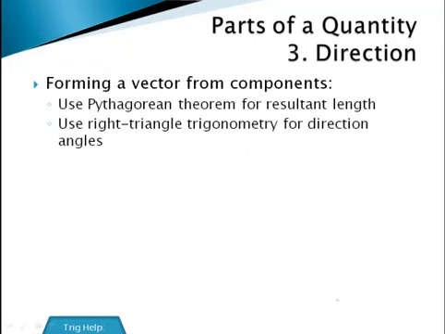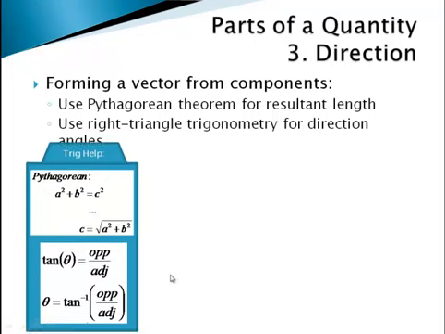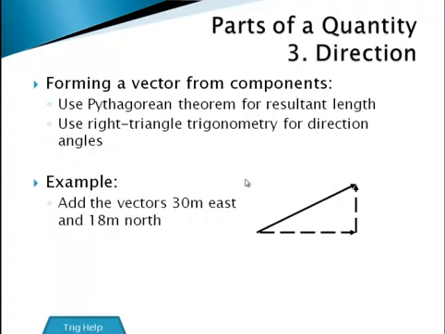The next skill is to recompose a vector from components. And for that, we are again going to borrow some equations from trig. Specifically, we're going to use the Pythagorean theorem, and we're going to use the tangent definition, but usually we'll use the inverse tangent. So let's answer a specific question. Suppose I've got two vectors, 30 meters to the east and 18 meters north, and I would like to add these two vectors together.